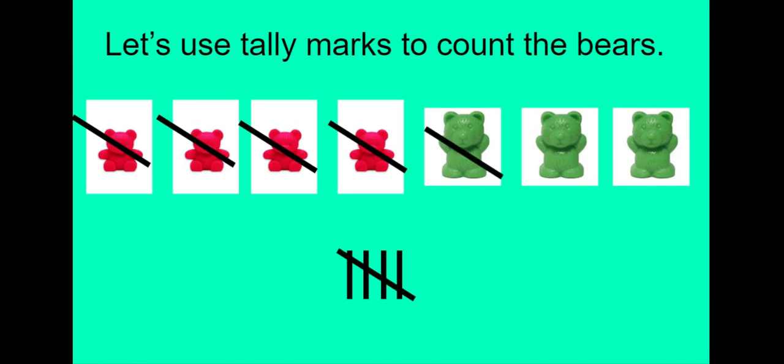Notice whenever I got to my fifth bear, I put one tally mark diagonally through the first 4 that I drew. That creates a group of 5. When I move on to my next bear, I'm going to go back to putting down straight lines. 6, 7. There are 7 bears on the screen. When I record this number using tally marks, it's one group of 5 and then 2 more marks. 5 and 2 more makes 7.